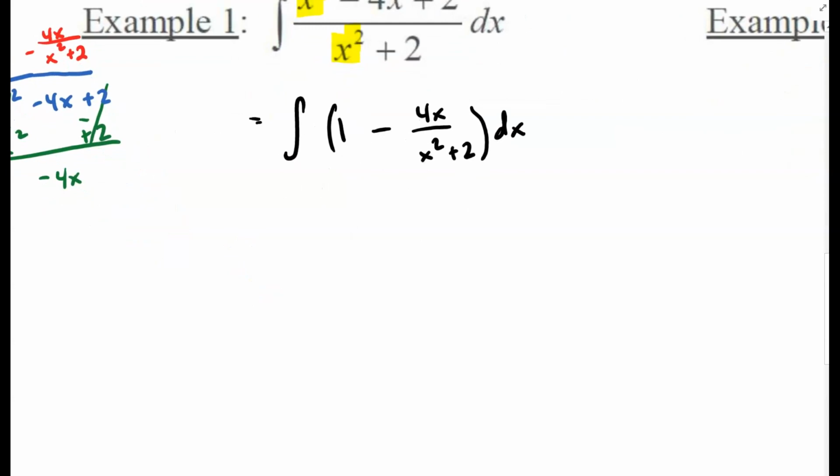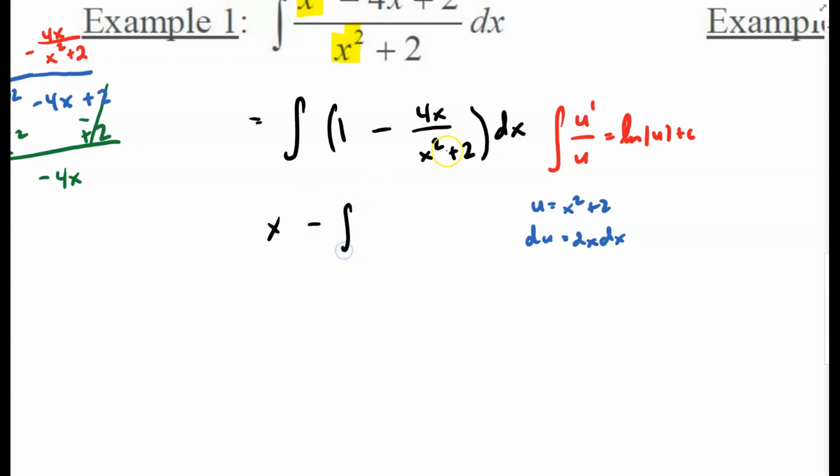So our first integral is not a problem. We know that the integral of 1 is x. And here, I'm going to go ahead and integrate this fraction. I'm going to use the u prime over u form. So the integral of u prime over u is the natural log of u. Okay, where in this case, my denominator is my u, my x squared plus 2, and the derivative of that is 2x dx.